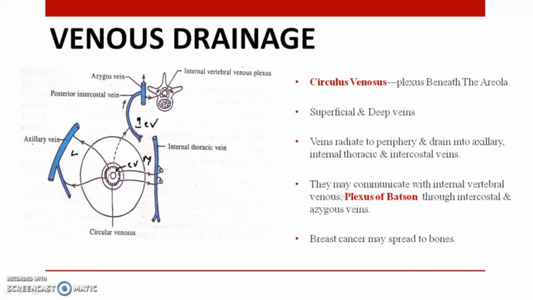Now we are talking about venous drainage. Venous drainage is going to form a plexus first in the areola, and from there the veins are again radiated in all directions: laterally it is drained into the axillary vein, medially into the internal thoracic vein, and in the upper part into the intercostal vein. This much you have to remember for your arterial and venous drainage.